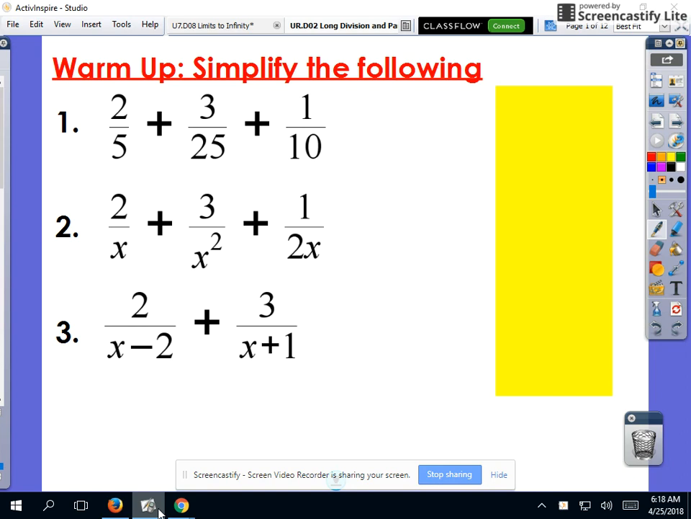And I just need to make sure you can add some fractions. So I have 3 questions for warm-up. I want you to simplify them so that they are one numerator, one denominator, and you will have to do a common denominator to be able to process this. Pause the video and try these out.